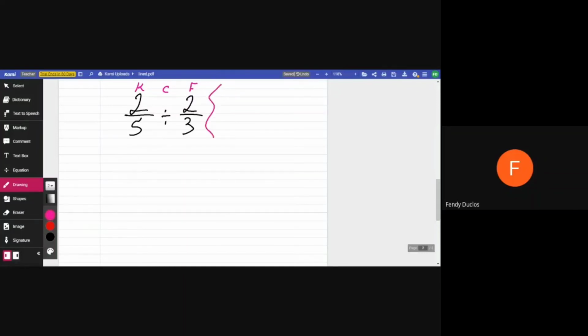So here I go, squiggly, squiggly, squiggly. I'm going to rewrite this problem on the opposite side here. So I'm going to keep 2/5 just as it is. I'm going to change division to multiplication. And I'm going to flip 2/3, and that's going to become 3/2. Okay. Final step.